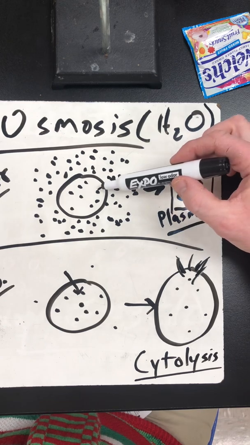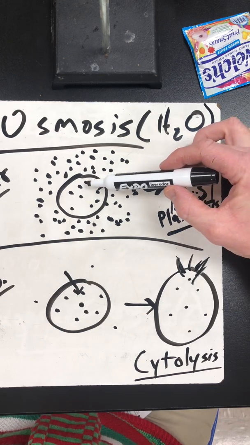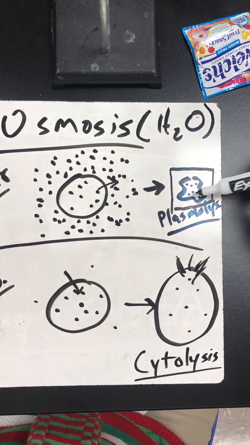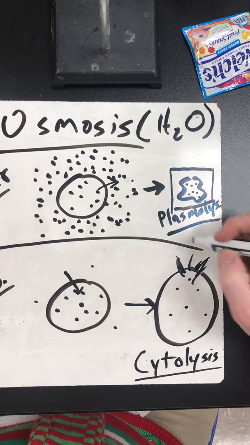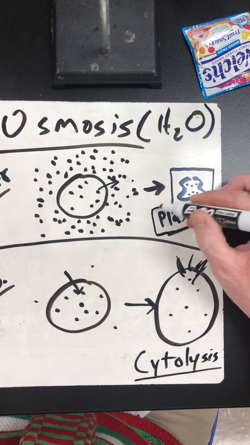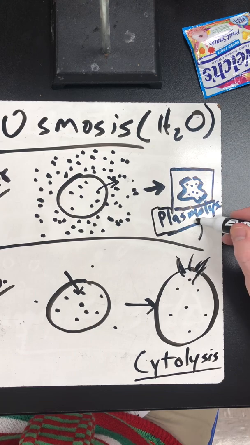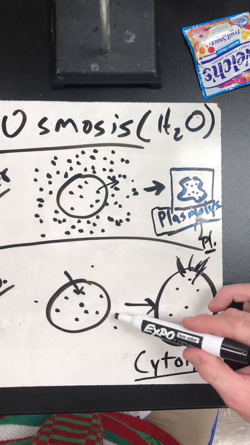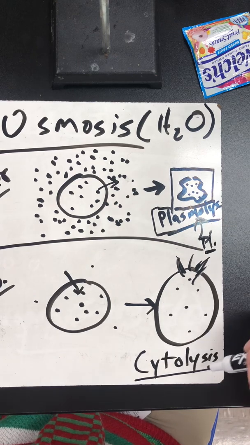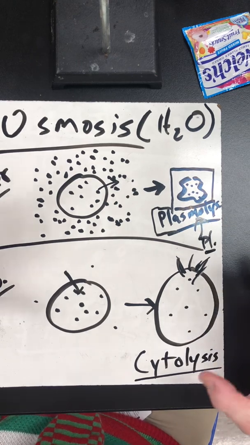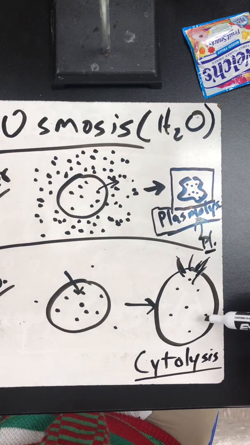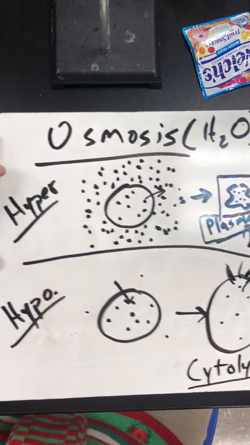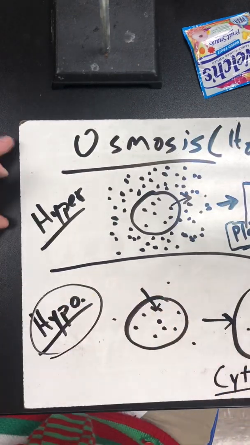I put the one egg into the corn syrup, which was hypertonic, that caused it to shrink. Plasmolysis is a plant cell term, so it's specific to plants, okay? Cytolysis, C-Y-T, cytolysis is when a cell explodes or ruptures because too much water has rushed in because you've placed it into a hypotonic environment.